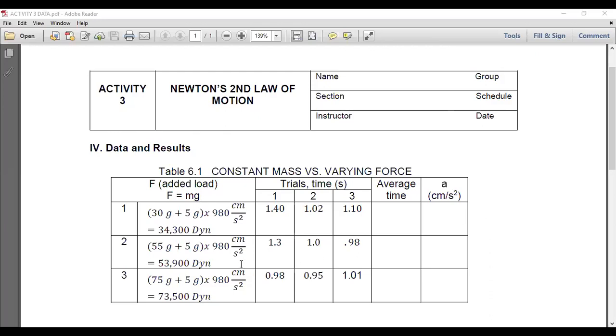Then, since the given here, we have number 2, you have 55 grams plus 6 grams, therefore we have 60 grams. Then get the force in dyne. Then the first trial, 1.3, 1, and 0.98. Get the average time again, then get the acceleration. Then 75 plus 580.